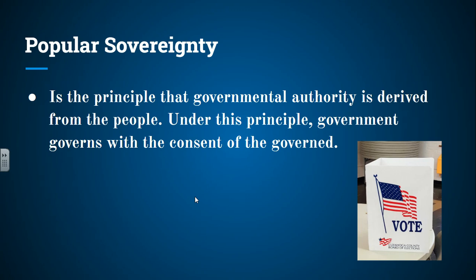First off, popular sovereignty. All right, what is this? By definition, it's the principle that governmental authority is derived from the people. Under this principle, government governs with the consent of the governed. So it's the idea of people having the power. Historically, who in particular is the people? When this Constitution is created, who can actually vote? White males who have a little bit of money or some property. So we'll get into that eventually.